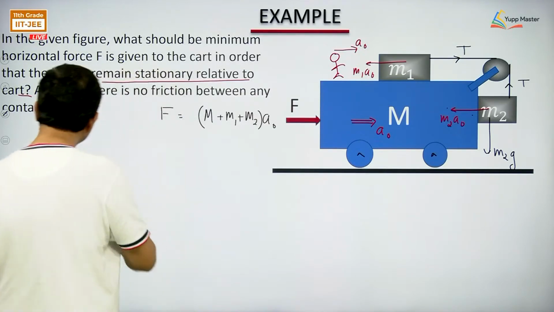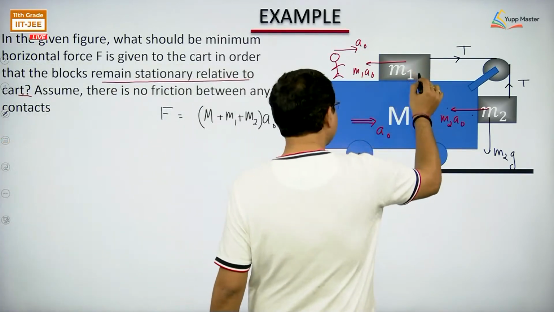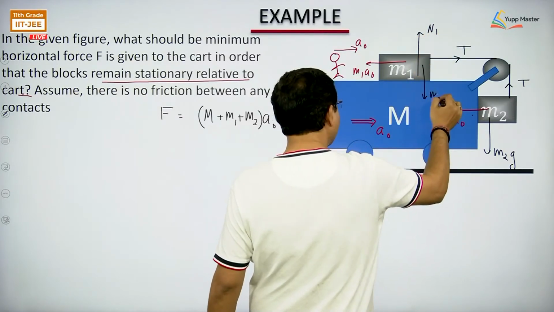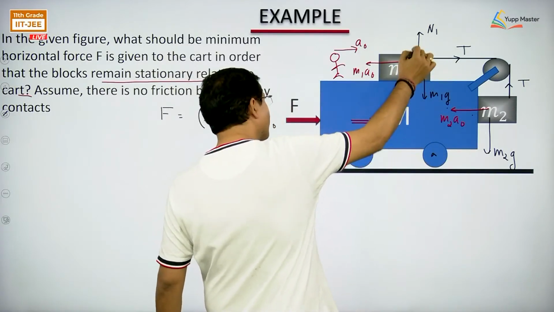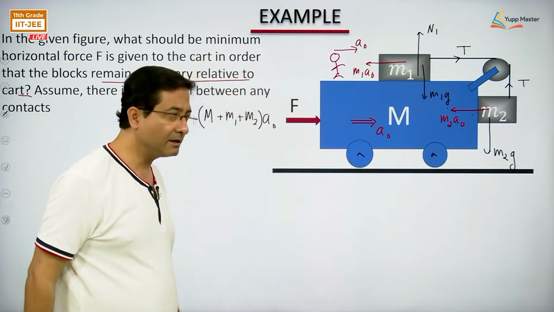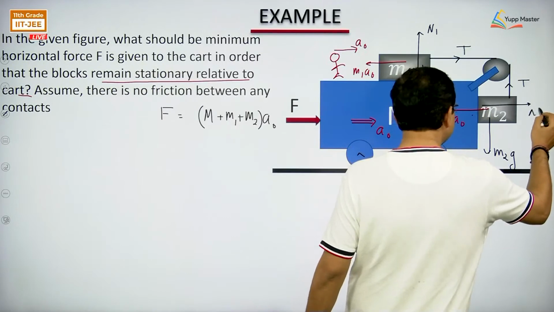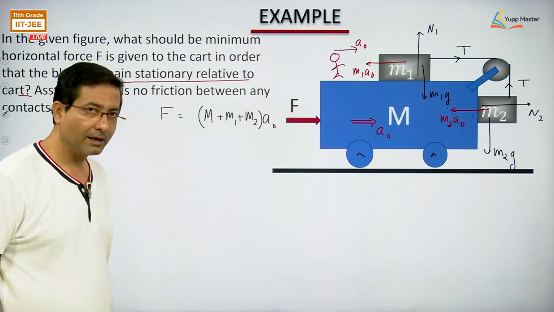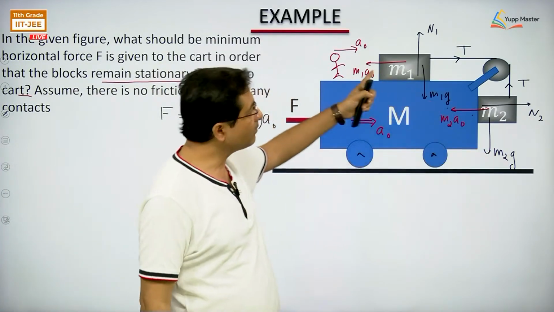And then other forces will also be there, like normal action on this block, let's call it N1, and then M1g. As we are just observing this block, normal and M1g will be external to this block. Similarly, M2 is in contact with the cart, one normal will come like this, N2.